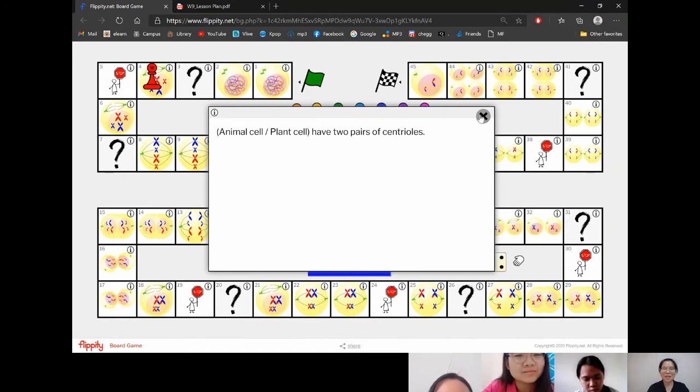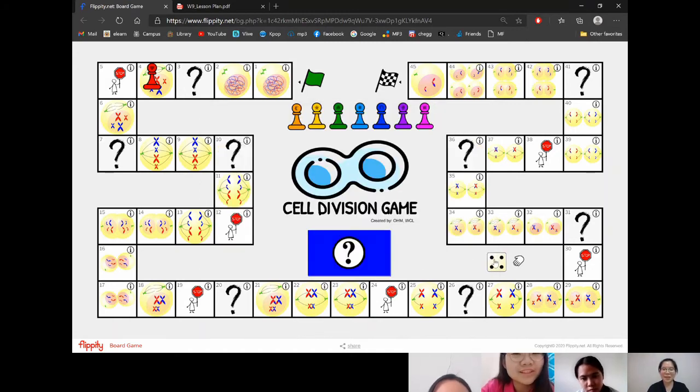So now Si Hui, can you roll the dice? Okay, 5. Oh no, you have to stop. Okay, Jing En turns again. 3.